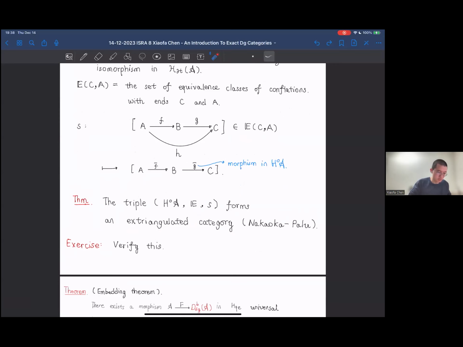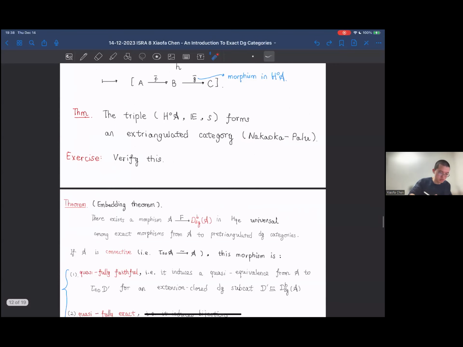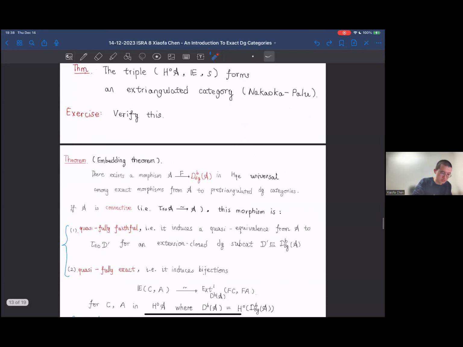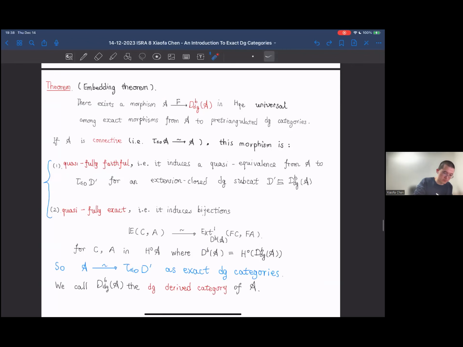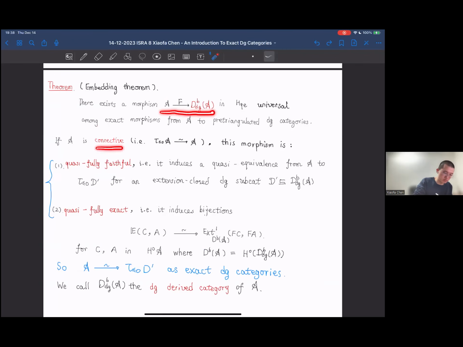Now we state the embedding theorem. For an exact DG category A, there exists a universal exact morphism from A to a pretriangulated DG category, and we denote this by D^b_dg(A). When this morphism is connective, that is, if and only if its truncation is quasi-equivalent to itself, then this morphism is quasi-fully faithful and quasi-fully exact.